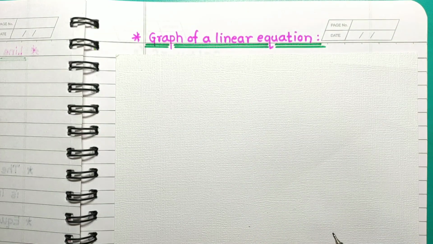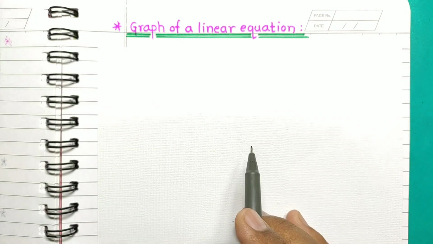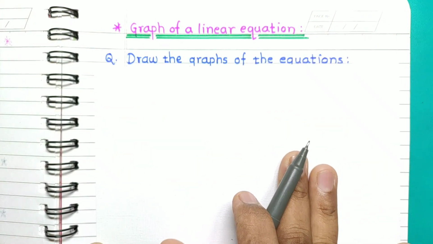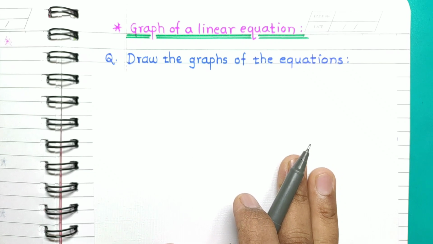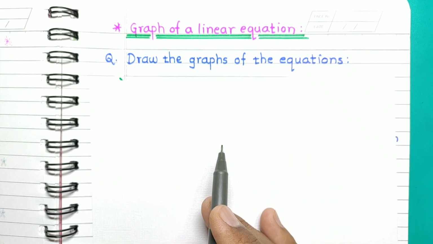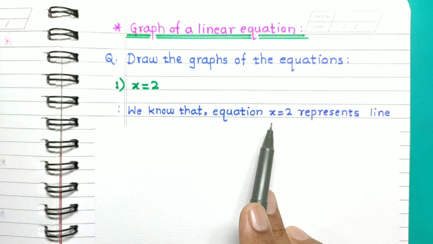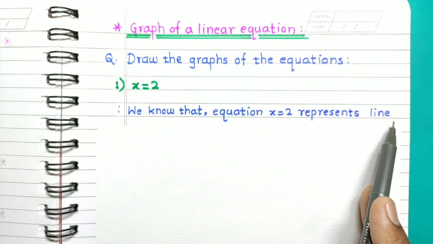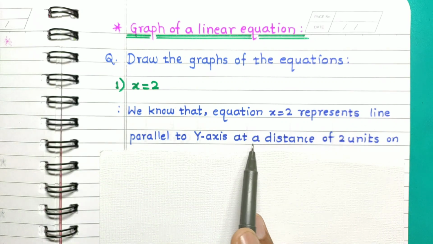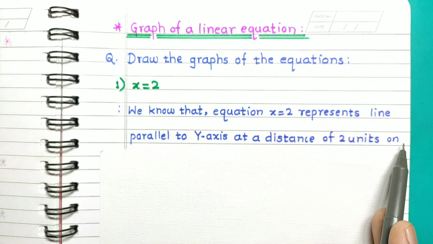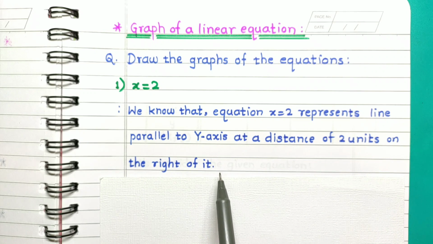Okay, so let's move on to the concept. See here we have to draw the graphs of the equations, and the first given equation is x is equal to 2. We know that equation x is equal to 2 represents a line parallel to y-axis at a distance of 2 units on the right of it.